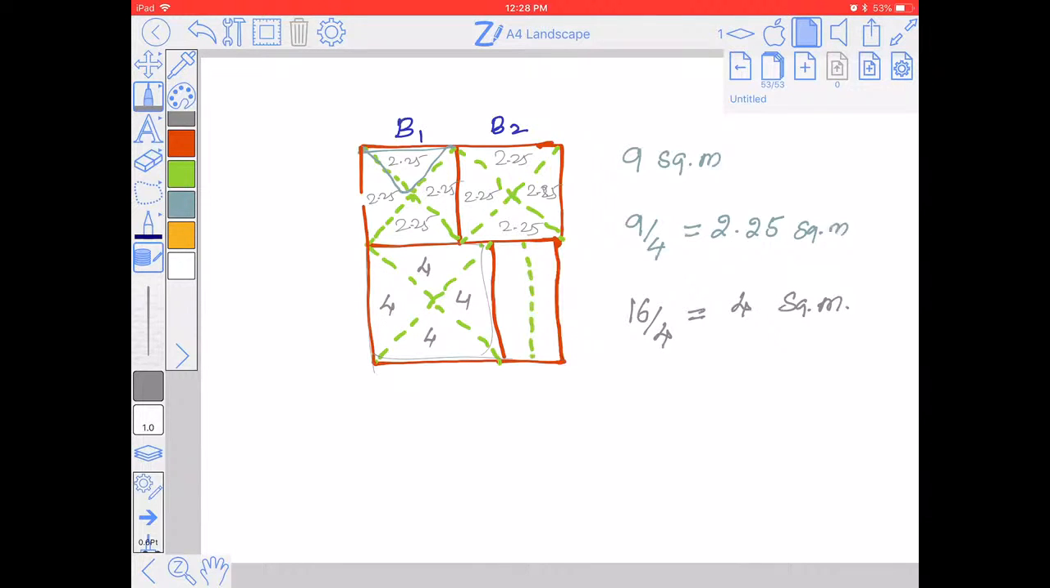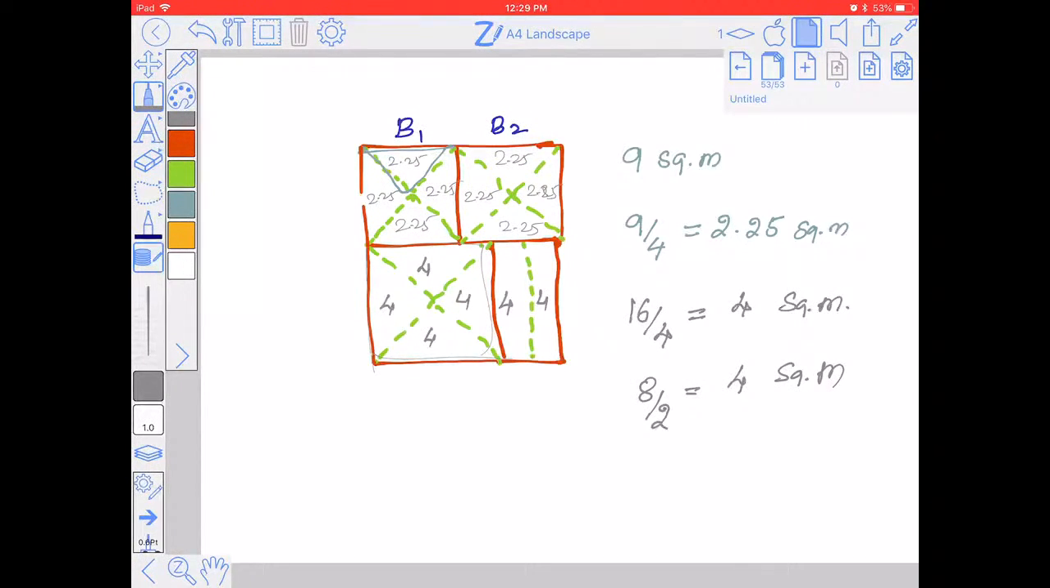And this one is how much? 2 by 4. Okay, 8 square meter is there. There are only 2 panels, as it is a one way slab. So it is 8 by 2, that is, again 4 square meter is the total area. So here also I will write 4 square meter.